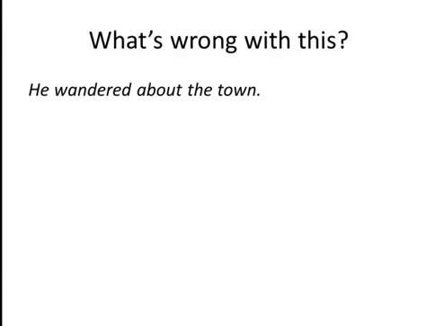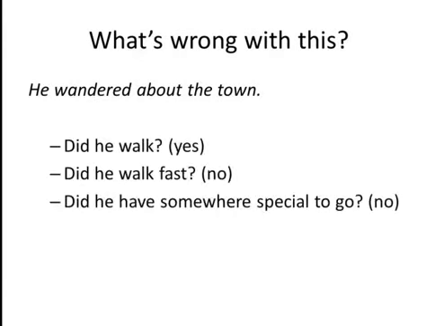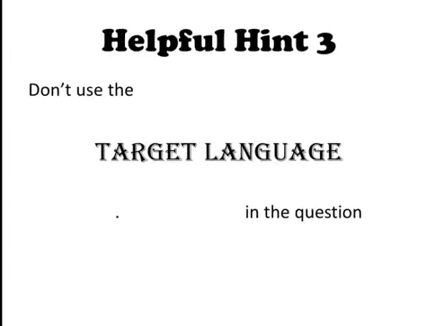Okay? So what we need here is to not use the target language in the question. Did he walk? Yes. Walk fast? No. Did he have somewhere special to go? No. So we look at the meaning of wandered about, which is about walking around somewhere, not fast, nowhere special to go. So here, a helpful hint is don't use the target language.